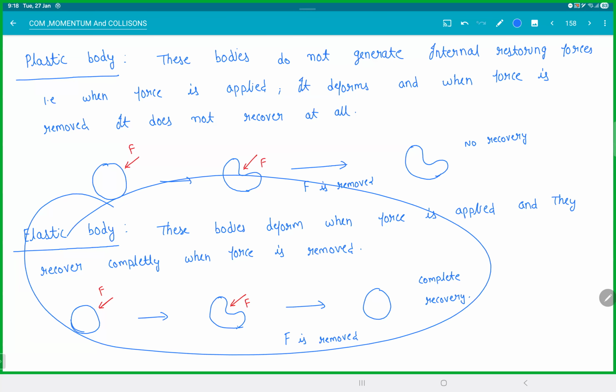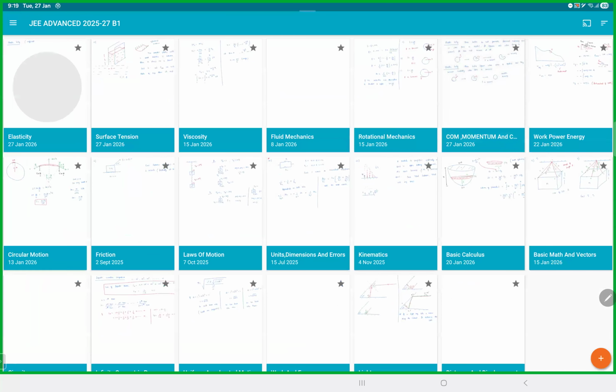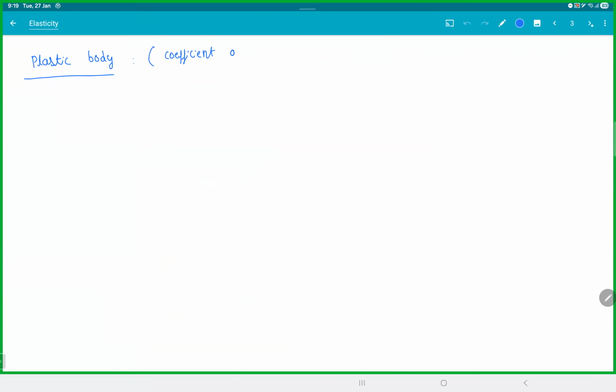These bodies deform when force is applied, but they completely recover. So don't get confused between a rigid body and an elastic body. A rigid body will not deform in the first place. No matter how much force you apply, it will not deform. So for a plastic body, the coefficient of restitution is zero.